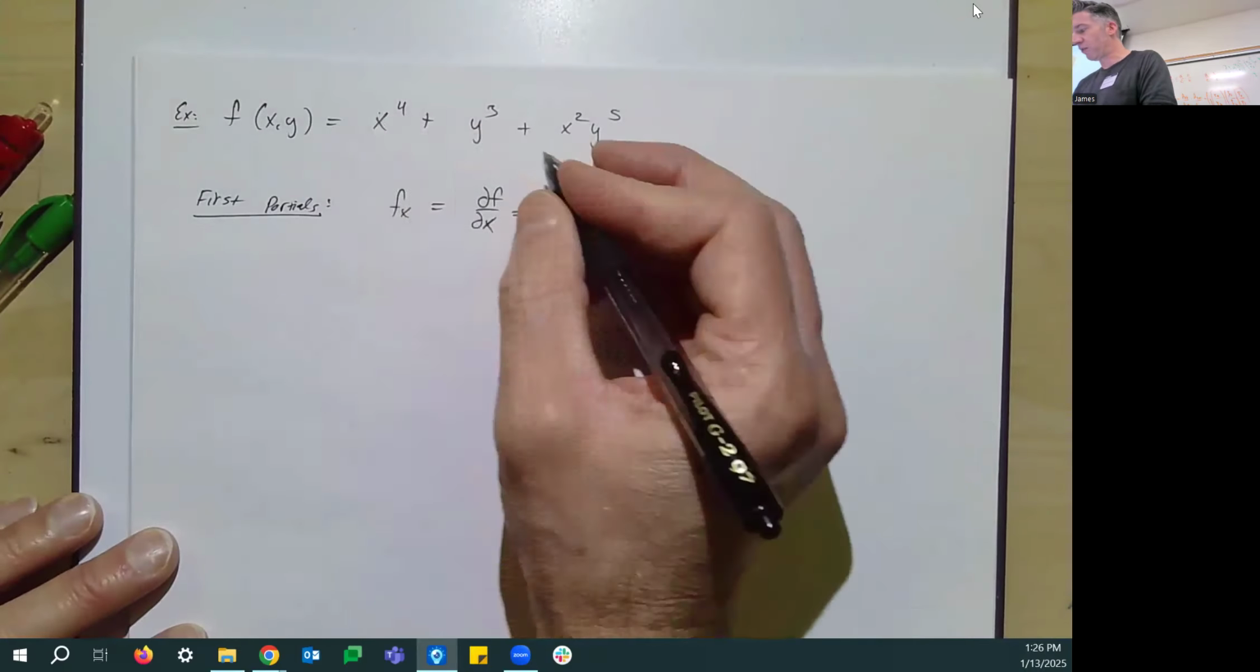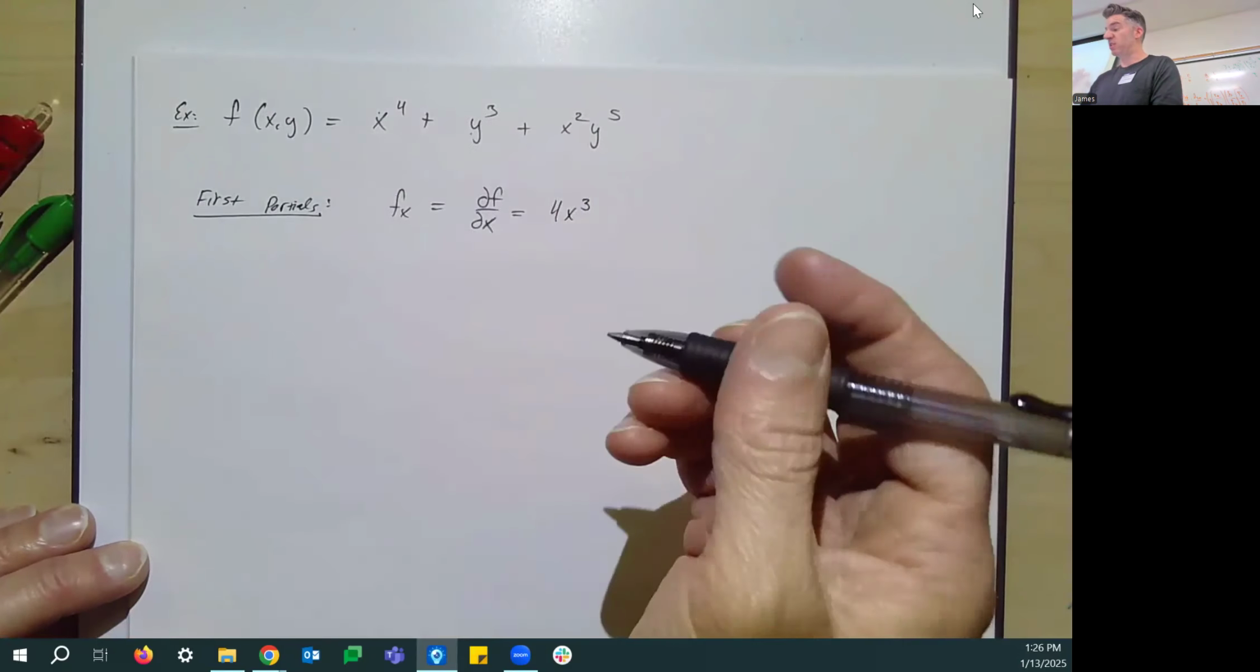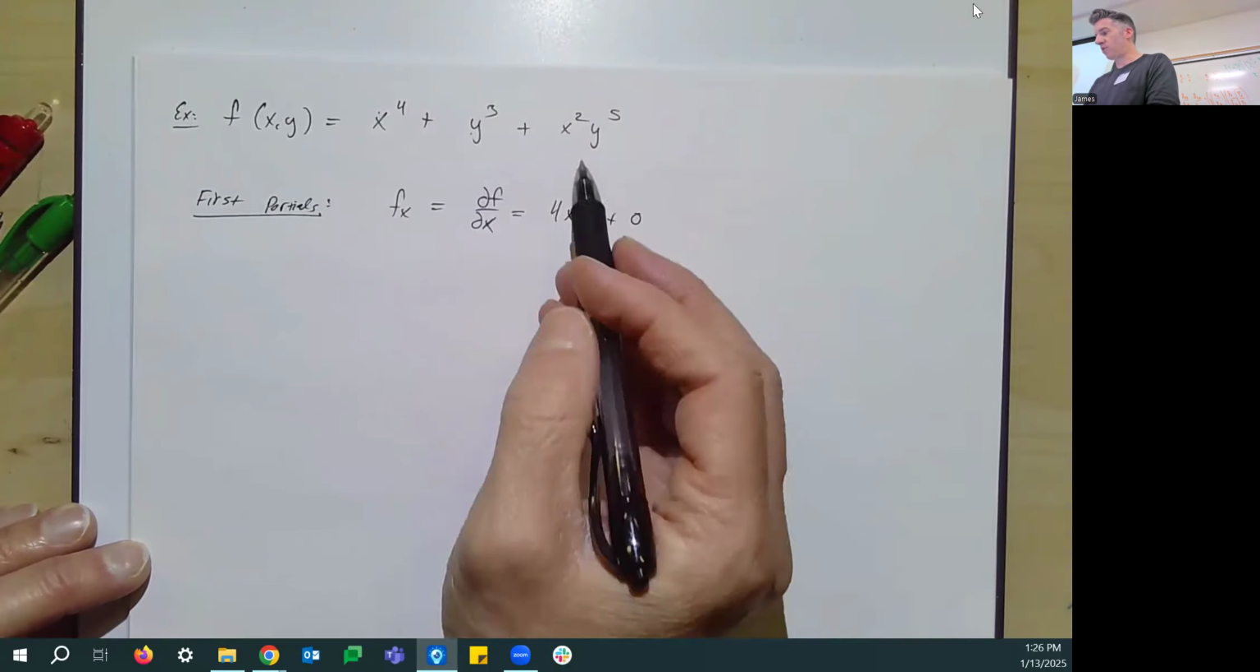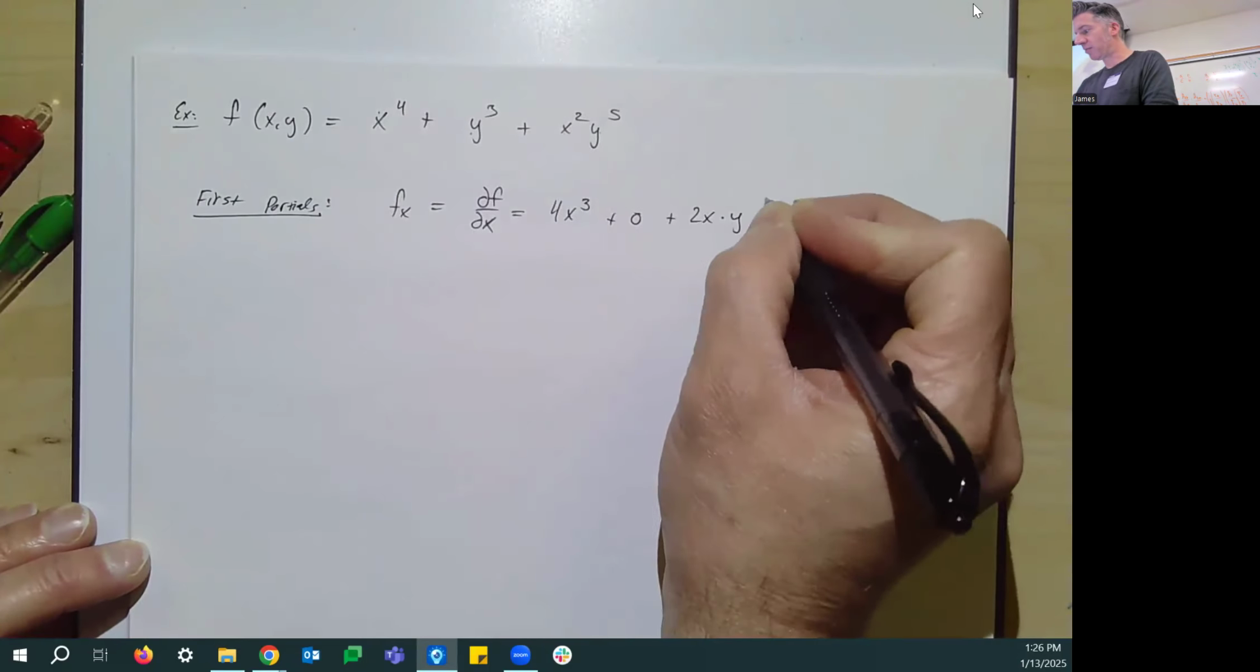So the derivative of x to the fourth is 4x cubed. The derivative of a constant cubed is 0. And the derivative of x squared times a constant is 2x times that constant.